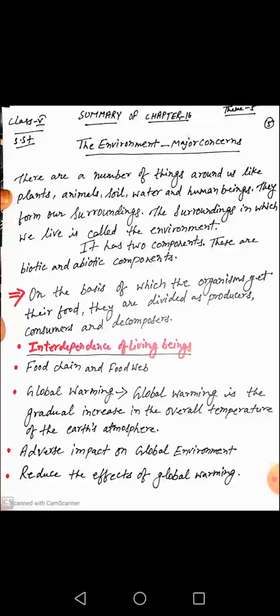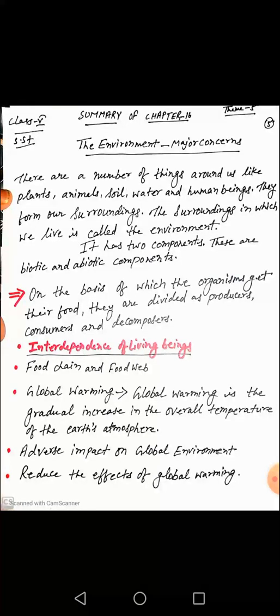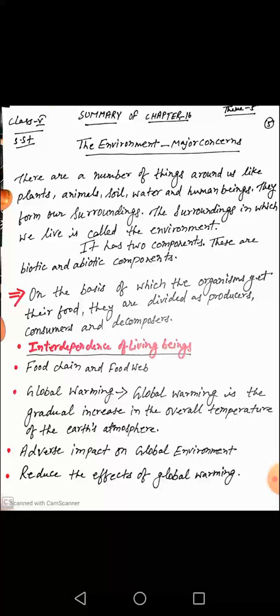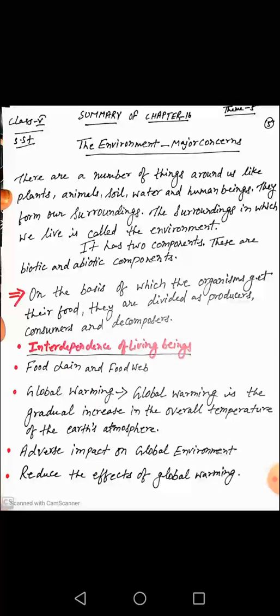Now, chapter 16, the environment, major concerns. There are a number of things around us like plants, animals, soil, water and human beings. They form our surroundings. The surroundings in which we live is called the environment.